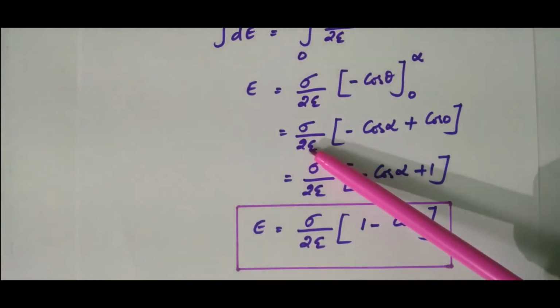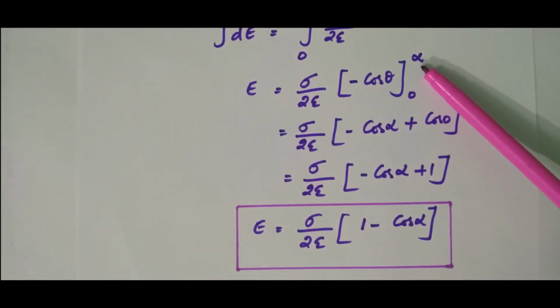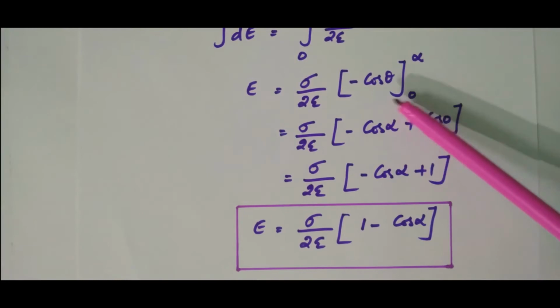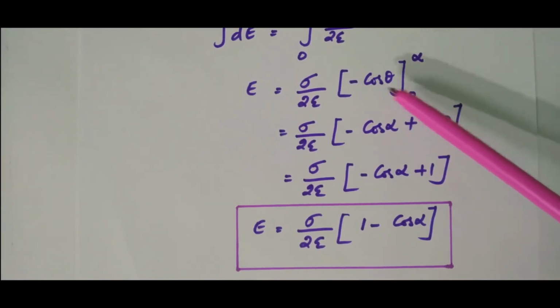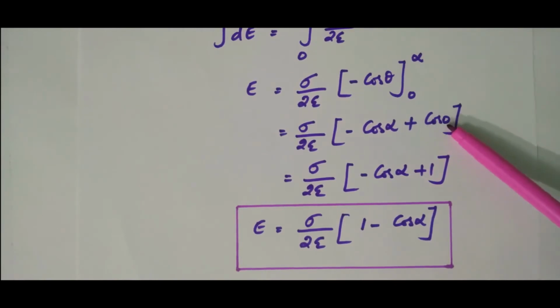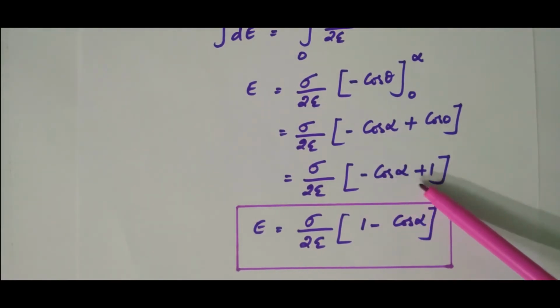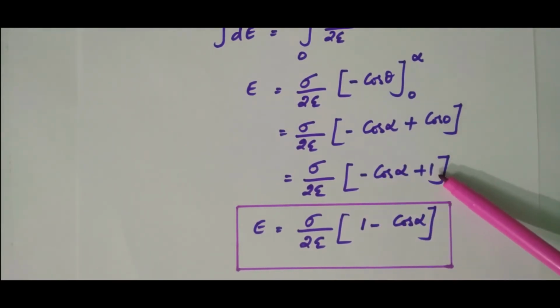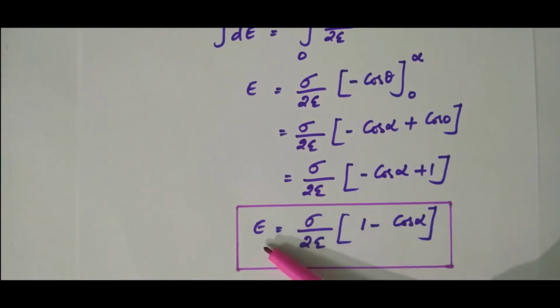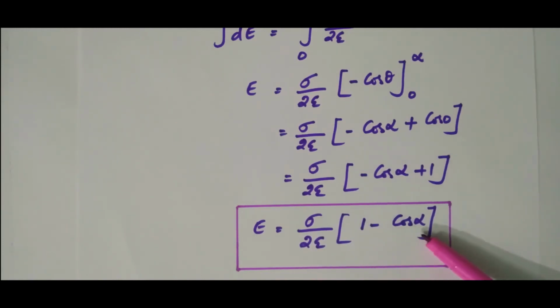We substitute the upper and lower limits, 0 and alpha. So sigma divided by 2 epsilon, while substituting the upper limit, minus cos alpha. There is already one minus, and while substituting the lower limit we have one more minus, so it becomes plus cos 0. So sigma divided by 2 epsilon, minus cos alpha plus cos 0, and the value of cos 0 is 1. Right? So rewriting, the electric field intensity E equal to sigma divided by 2 epsilon, 1 minus cos alpha. This is the final expression for the electric field intensity due to a charged disk.